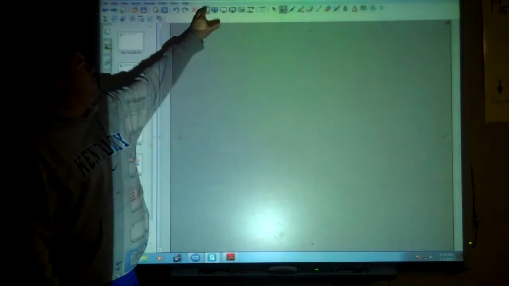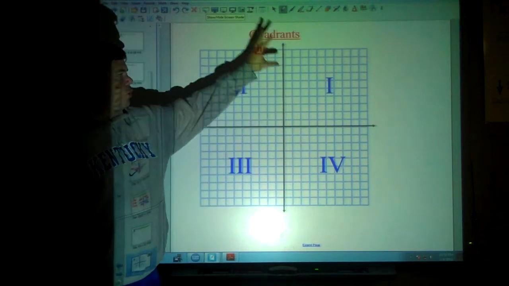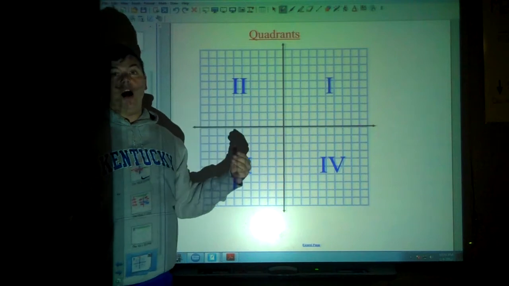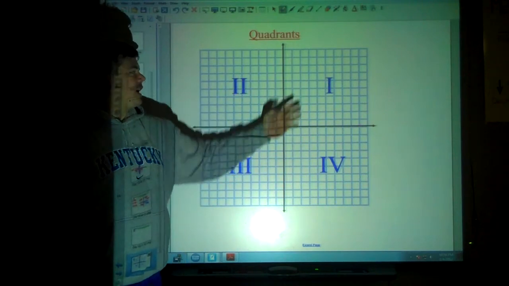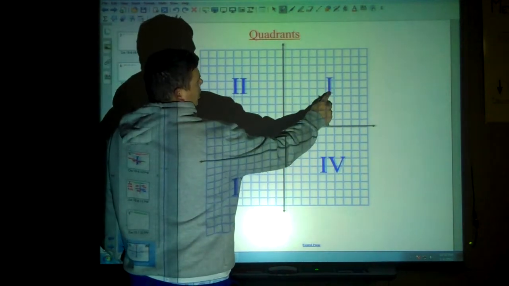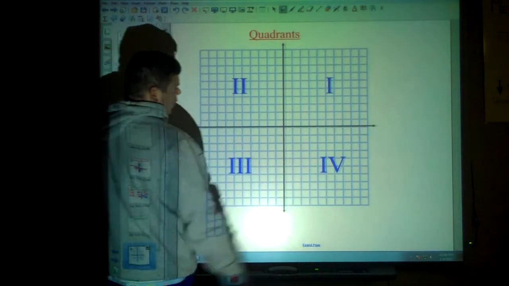Alright, and lastly we have what we call quadrants. Each one of our graph, our coordinate plane, is broken up into quadrants. Just like when people ride their quads, they have 4 wheels. There are 4 sections of the graph. The top right is always referred to as quadrant 1. These are Roman numerals. Quadrant 2, quadrant 3, and this is quadrant 4.